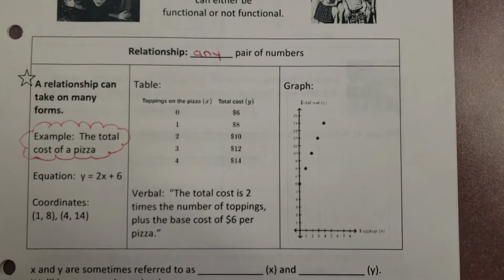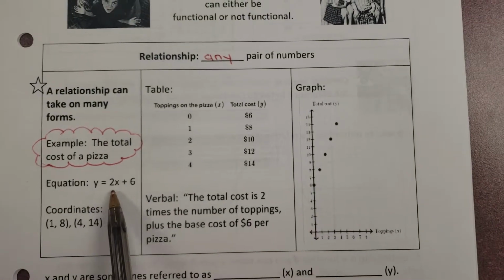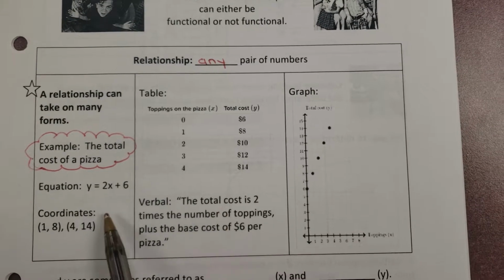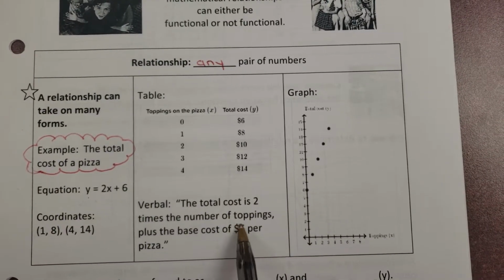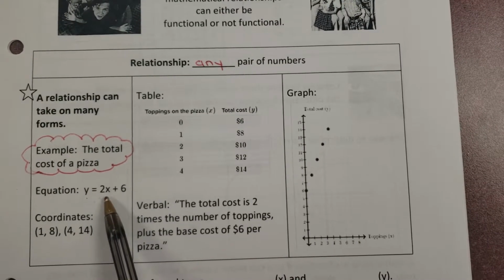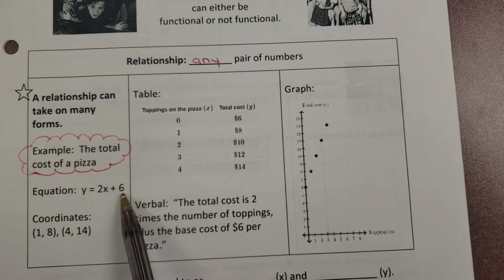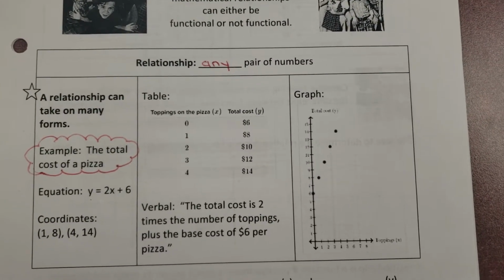But anyway, what if we use this equation? We could say y equals 2x plus 6, or verbally, the total cost, that'd be the y, is 2 times the number of toppings. So say you got 3 toppings, 2 times 3 is 6, plus the base cost of the pizza, so $6. And if you got it delivered, you need to tip them too, right?